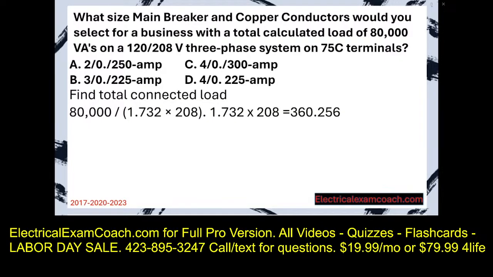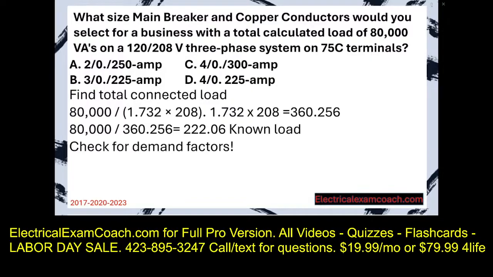We take 1.732, we multiply it by our system voltage, which is 208, and that gives us that 360 value. Now we can divide just like normal. We take the 80,000 VAs, divide it by the 360, and that gives us a 222 amp known load by which we can size our breaker and our wire. But first, we must check for demand factors.